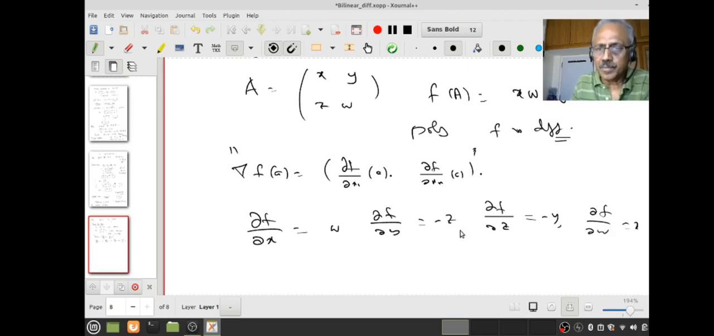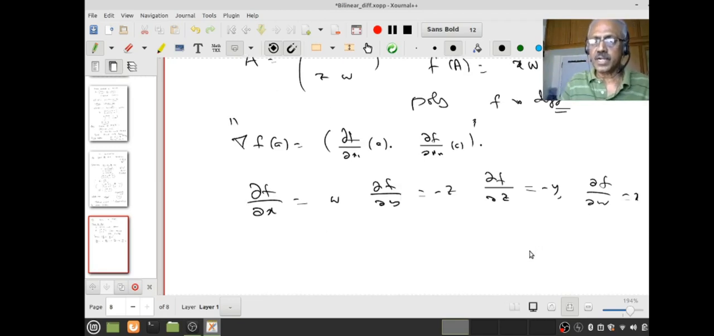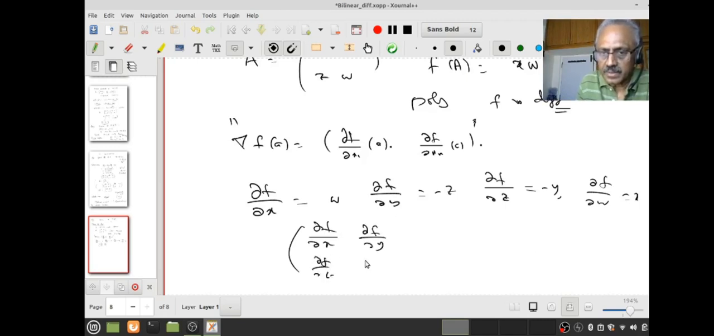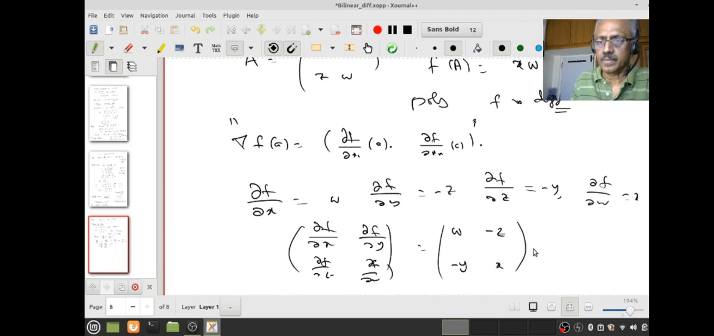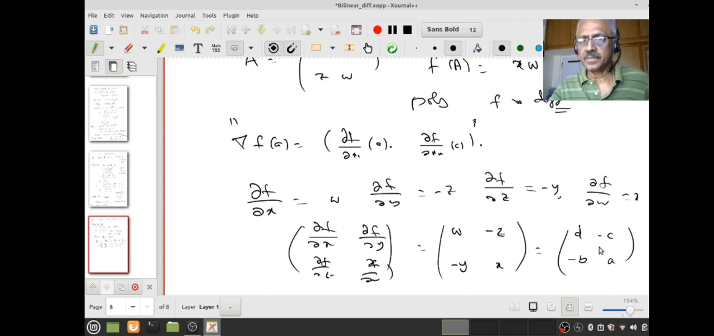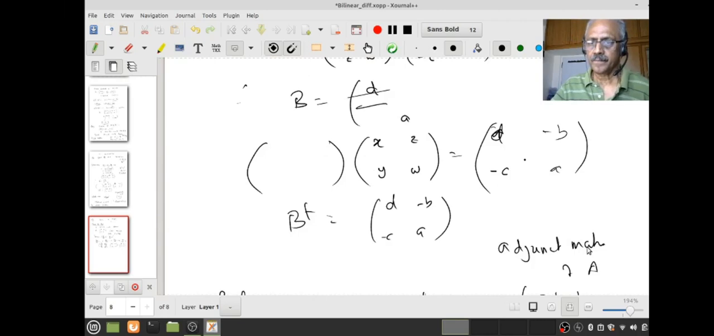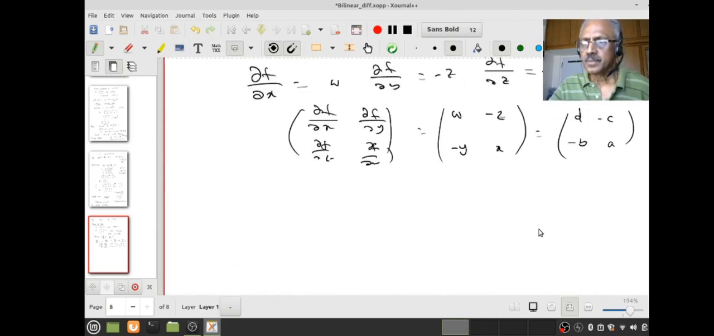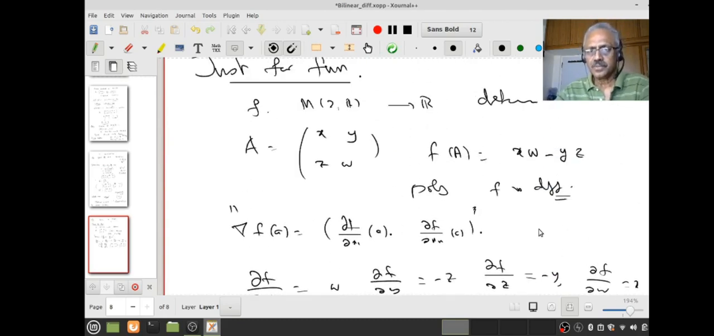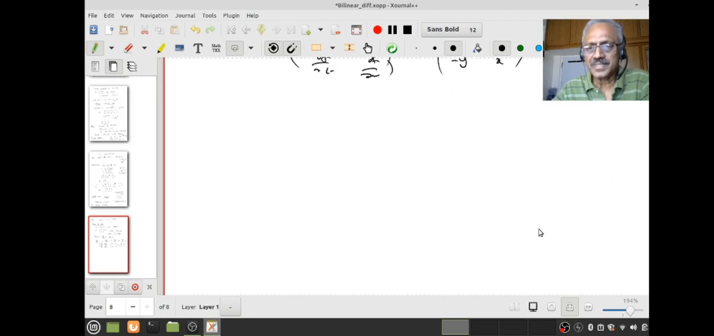Therefore I know the gradient, but remember the gradient I would like to write as a matrix rather than as an ordered quadruple. So what is the order I should write? The order should be del F by del x, del F by del y, del F by del z, del F by del w. But what is that? That is W, minus Z, minus Y and X. Reverting back to your ABCD notation, D, minus C, minus B and A. That's the gradient. Do you follow that? So without any of this bilinearity etc., I could have simply computed this very easily.